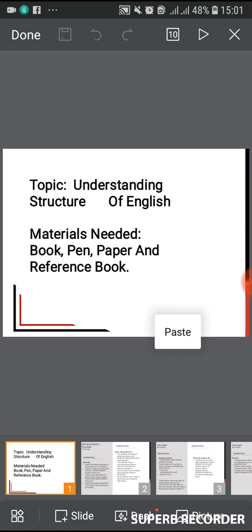So, ladies and gentlemen, the topic of my lesson plan is understanding the structure of English. Structure of English is of course the first thing that we have to understand. Before we talk in English, we have to understand how to talk in English. For the first time, we have to understand the structure of English. The materials needed are a book, pen, paper, and reference book.